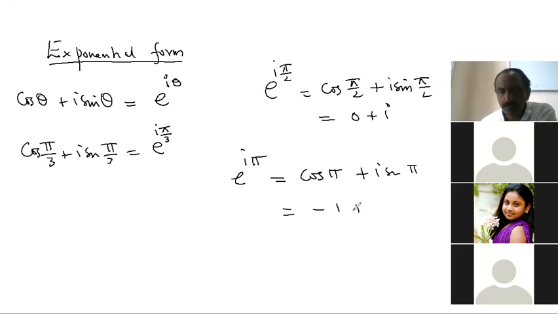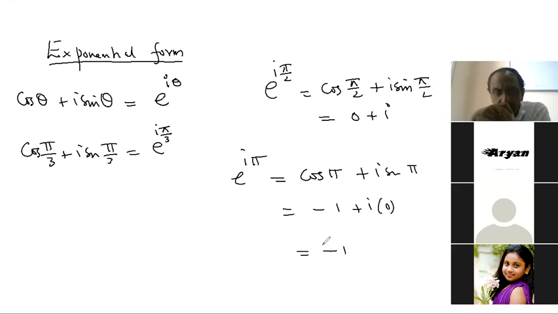It means minus 1 plus i into 0, which is minus 1. Did you understand the meaning of this notation? Yes, sir. Think of it as a notation. After teaching calculus next year, I'll tell you how e raised to i theta became cos theta plus i sin theta. At present, you take it as a notation.